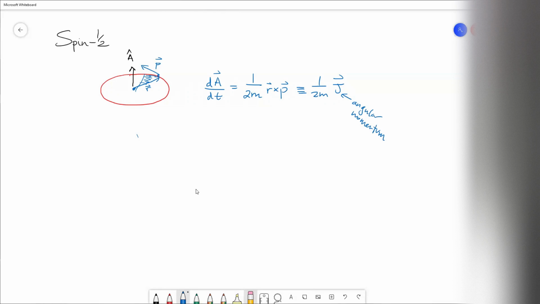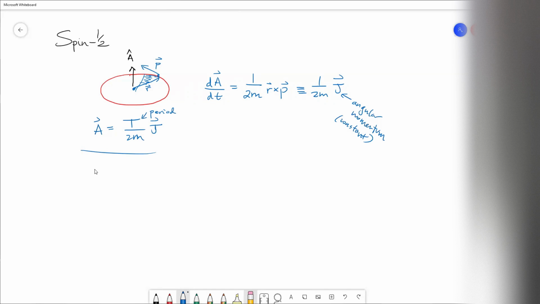If we integrate this equation over a whole period of motion, then what you'll find, if j is a constant vector, is that the area is the period over 2m just times j. So that's the area of the whole orbit. That's how we connect the two things.